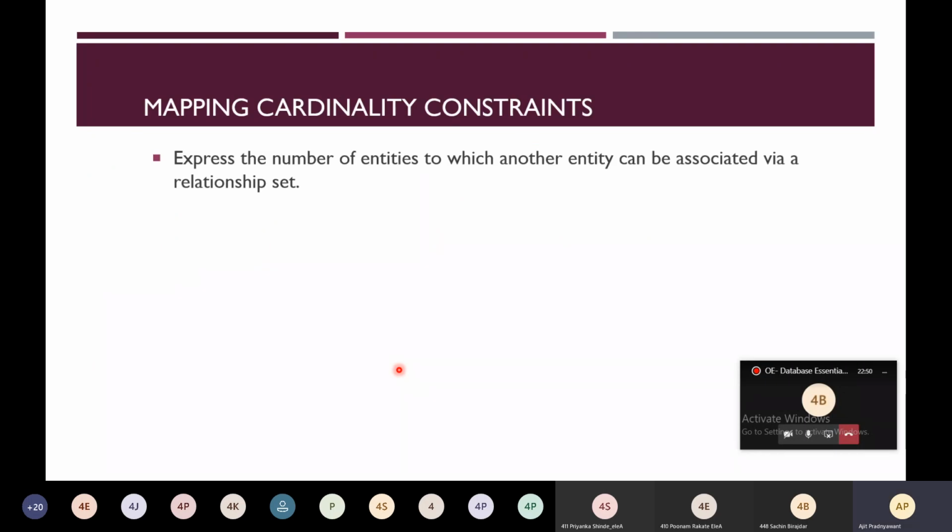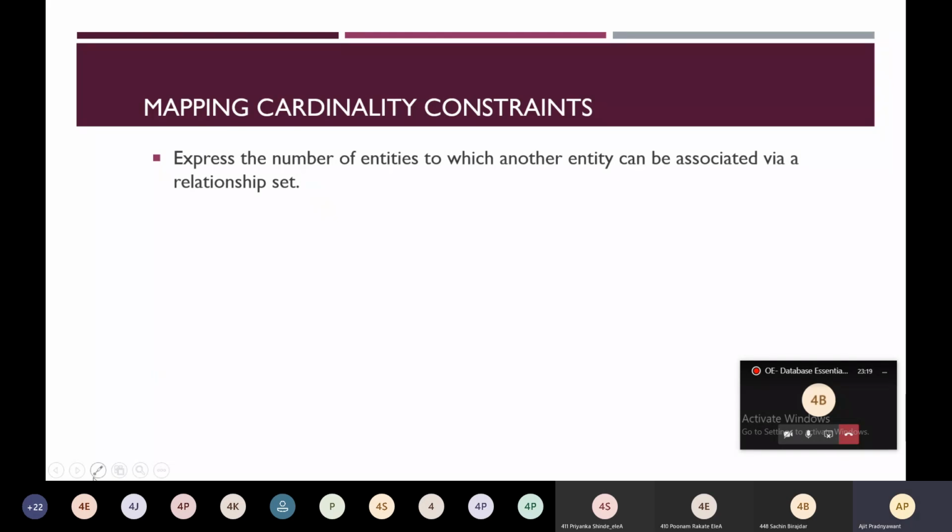Next is mapping cardinality constraints. What is meant by mapping cardinality is, it expresses the number of entities to which another entity can be associated via a relationship set. What is meant by mapping cardinality is it expresses the number of entities to which another entity can be associated via a relationship set.